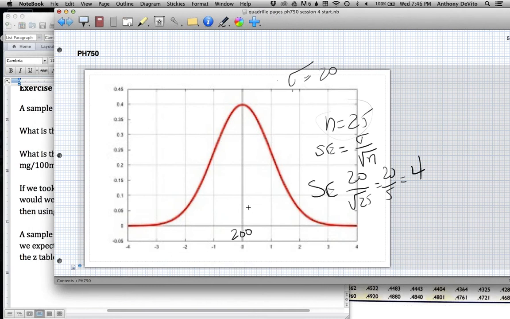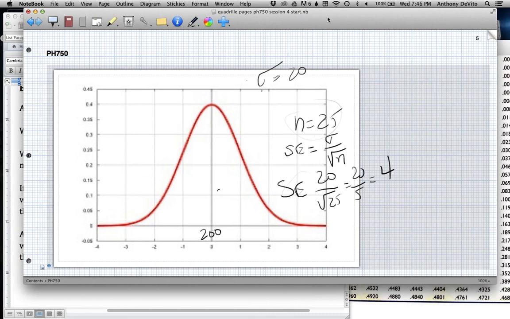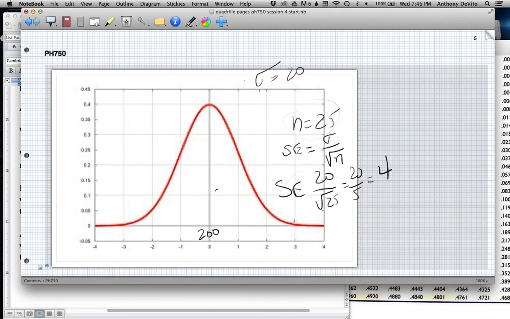Okay, well, let's see. Now I'm going to look over here, at 204. What's the z-score in this new distribution with a standard error of 4? What's the z-score that the value of 204 would represent? Well, it's 204 minus 200 over the standard deviation for these sample means, which is the standard error, which is 4. So the z-score is equal to 1.